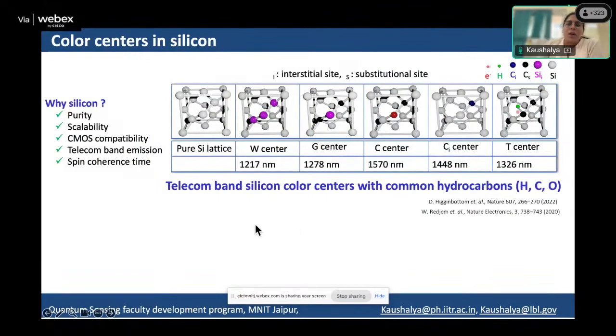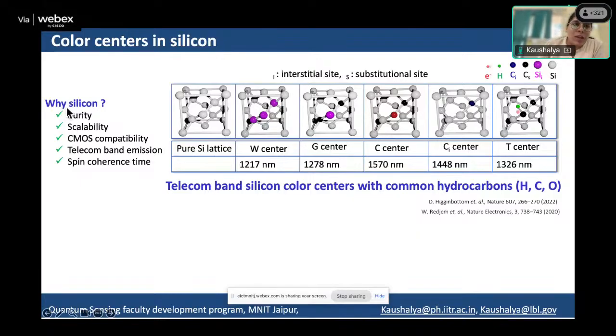this material platform. Now, coming back to where we need a material that can emit photons in the telecom band, so that we can then think of many other applications like long distance communication or even sensing that requires even more precision.